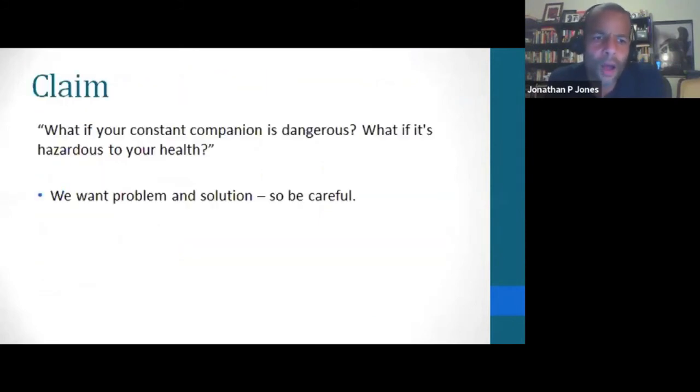Her claim. What if your constant companion is dangerous? What if it's hazardous to your health? We want problem and solution. So be careful. Here she's really just telling us the problem. The phone is a problem. What if it's hazardous to your health? Well, what do you want us to do about it? Unclear. So for the claim, just be a little bit more full, I think is the word I want to use. Make sure that you state the problem and the solution there, okay?